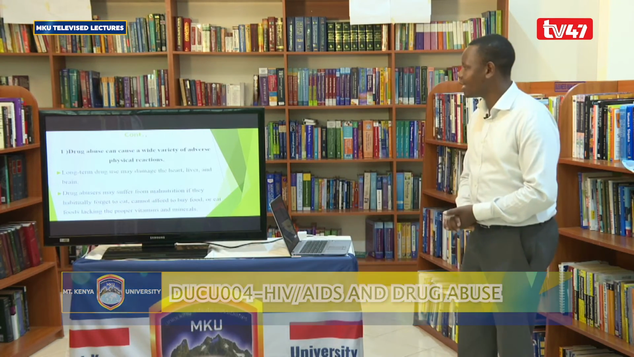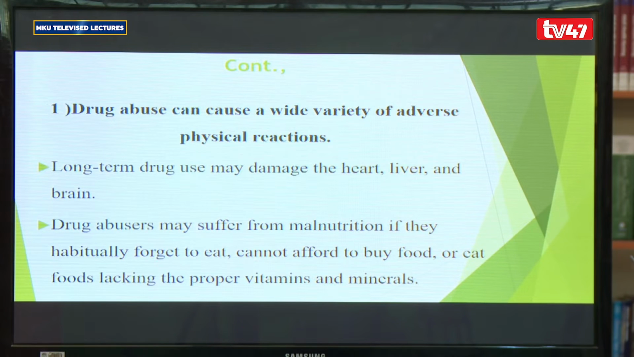Let's look at how drug abuse can cause a wide variety of adverse physical reactions. Long-term drug use may damage the heart, liver, and the brain. Meaning that with dependency on drugs, using the drug for quite a long time can cause heart disease or damage to the heart. It can damage the liver, causing liver disease, or also the brain.